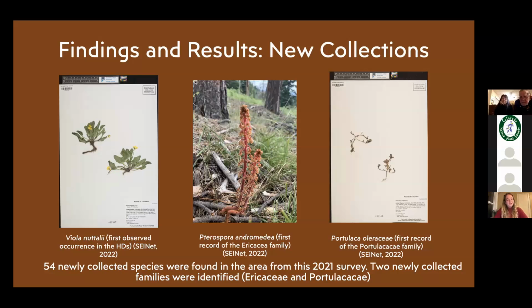So we had collected over the survey 54 newly collected species in the area just from our survey, and the two families, Ericaceae and Portulacaceae, were the first of their families that we found.